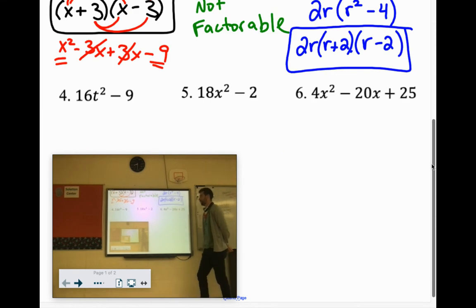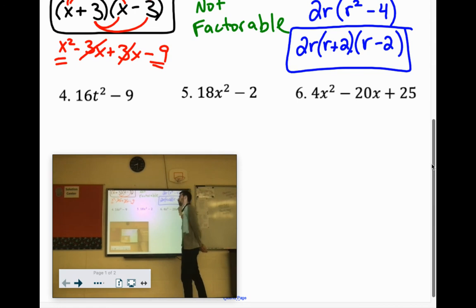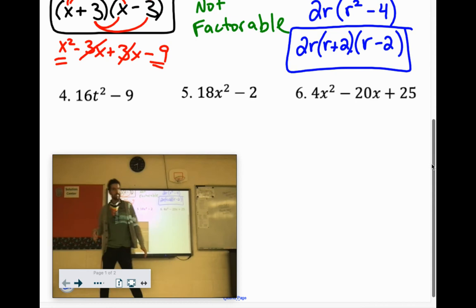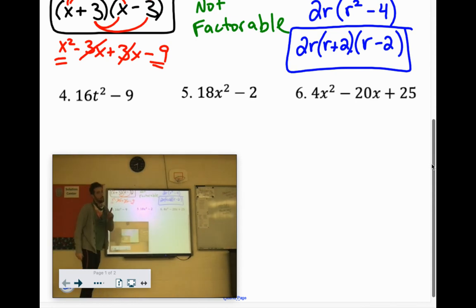16t squared minus 9. Do they have anything in common? No. Can you square root both of them? Yeah. Square root of 16t squared is 4t. And no, I didn't say 40. Square root of 9 is 3, so we have 4t plus 3 and 4t minus 3. And again, the order doesn't matter. You can switch the parentheses, have the minus first, the plus second, and it all works out.